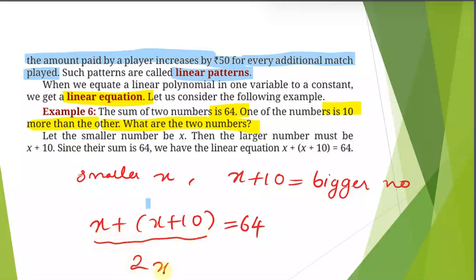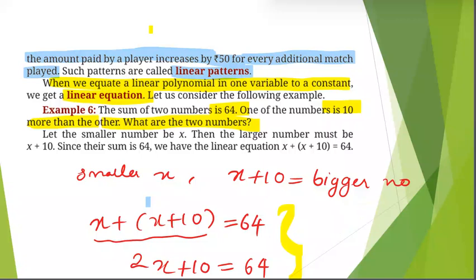So you can see this is a linear equation, 2x plus 10 equal to 64. So what did we do here? We equated a linear polynomial to a constant number. Such an equation is called a linear equation. When we equate a linear polynomial in one variable to a constant, we know it as a linear equation. So this is an example of a linear equation. Got the idea? These are the few basics you need to understand before we move into exercise 2.2.